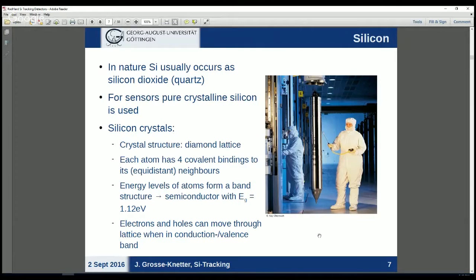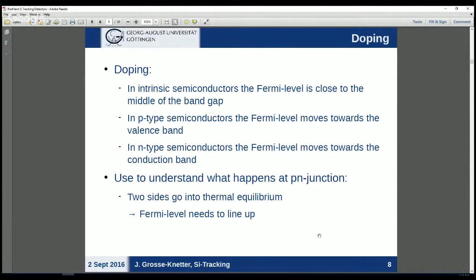That leaves a gap behind in the bindings, which we call a hole, and the hole can be filled by a neighboring electron, which you can interpret as a moving gap if you want, so a moving hole in that sense. And the hole does exactly the opposite of what the electron does. It jumps from the conduction into the valence band, and in the valence band, again with limits, it's more or less freely movable. And that's exactly the principle we make use of later on.